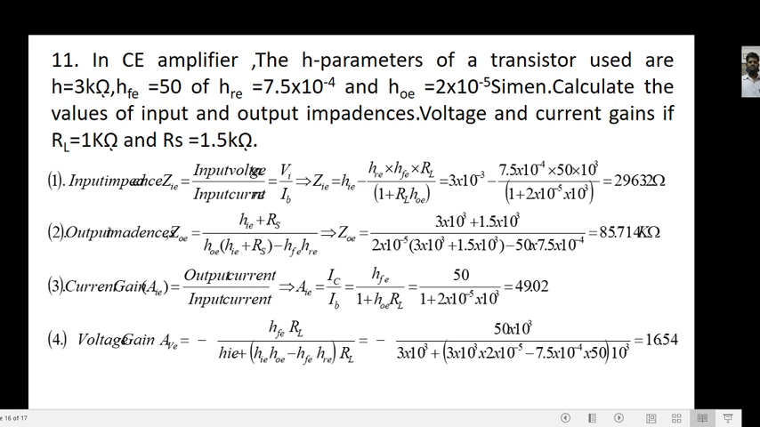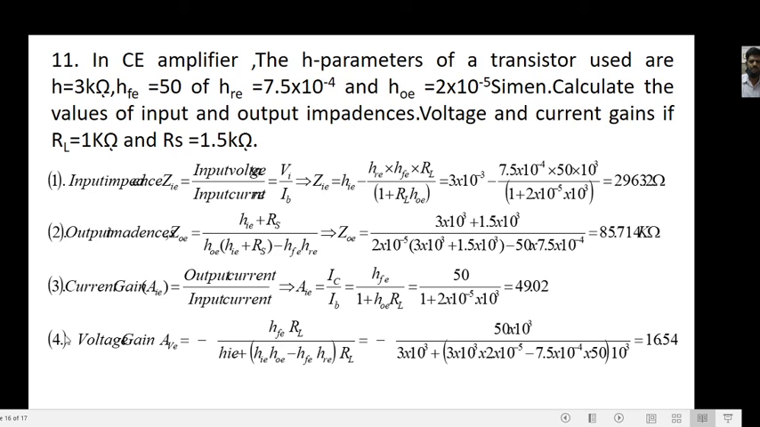In a CE amplifier, the h parameters of the transistor used are HIE is equal to 3 kilo ohm, HFE is equal to 50, HRE is equal to 7.5 into 10 power minus 4, and HOE equals 2 into 10 power minus 5 siemens. Calculate the values of input and output impedances, voltage and current gains if RL is equal to 1 kilo ohm and RS is equal to 1.5 kilo ohm.